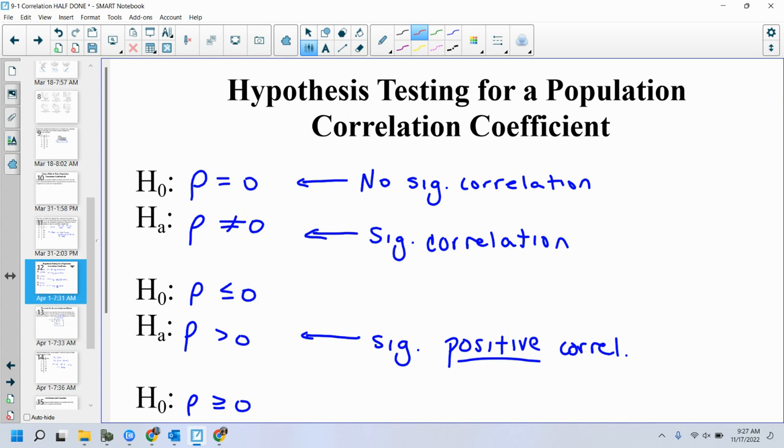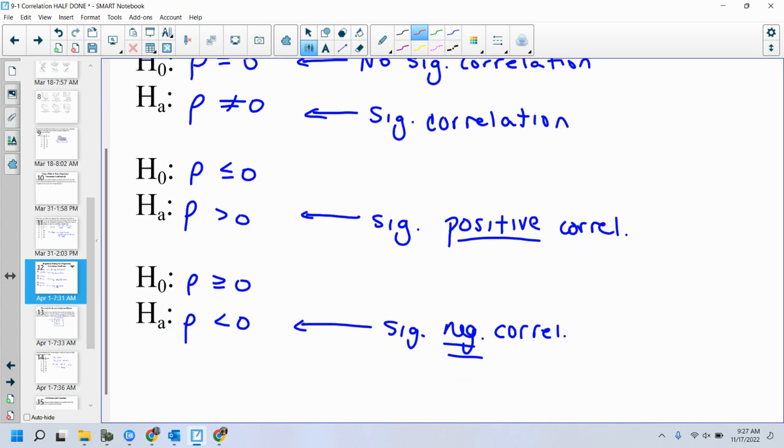Now, remember that when you state it like that, you're just saying that there is a significant correlation of some sort, positive or negative. If you say that your null hypothesis is less than or equal to 0, that means your alternative is greater than 0. That means that there's a significant positive correlation, right? So if you can reject the null hypothesis, you can say that the alternative is therefore accepted and say that there's a significant positive correlation. And same thing here for if we put the null hypothesis as greater than or equal to 0, that makes our alternative less than 0, a significant negative correlation, right?